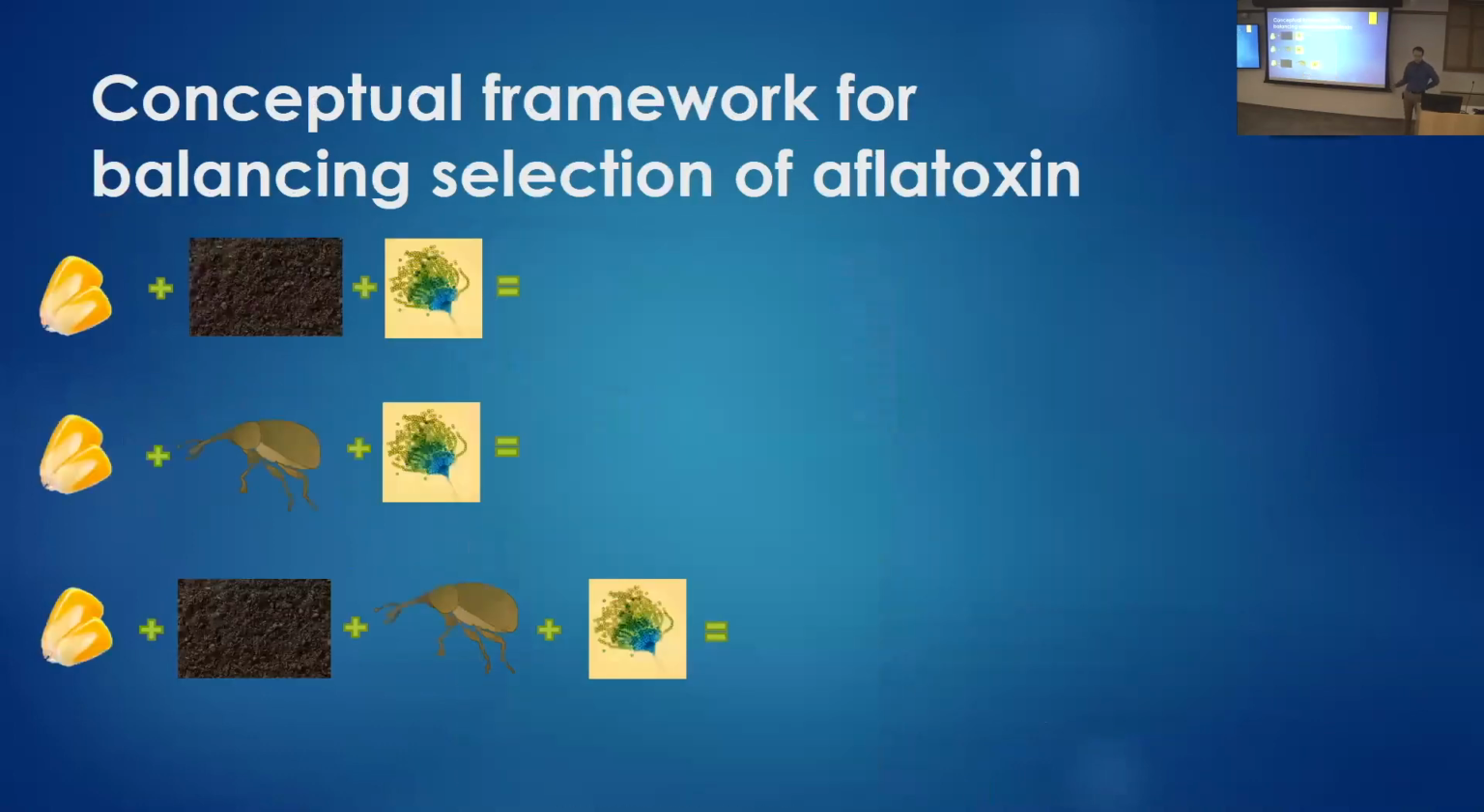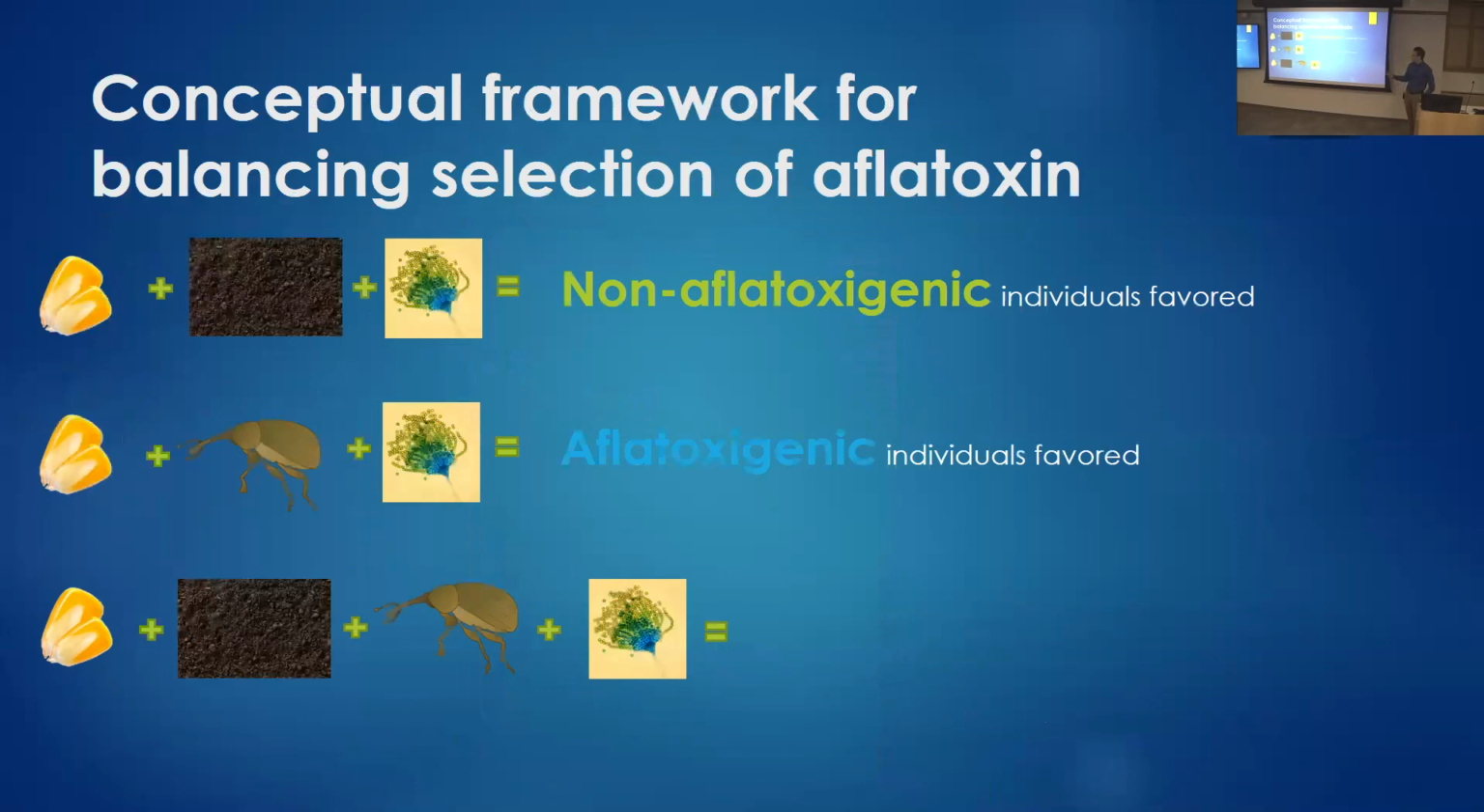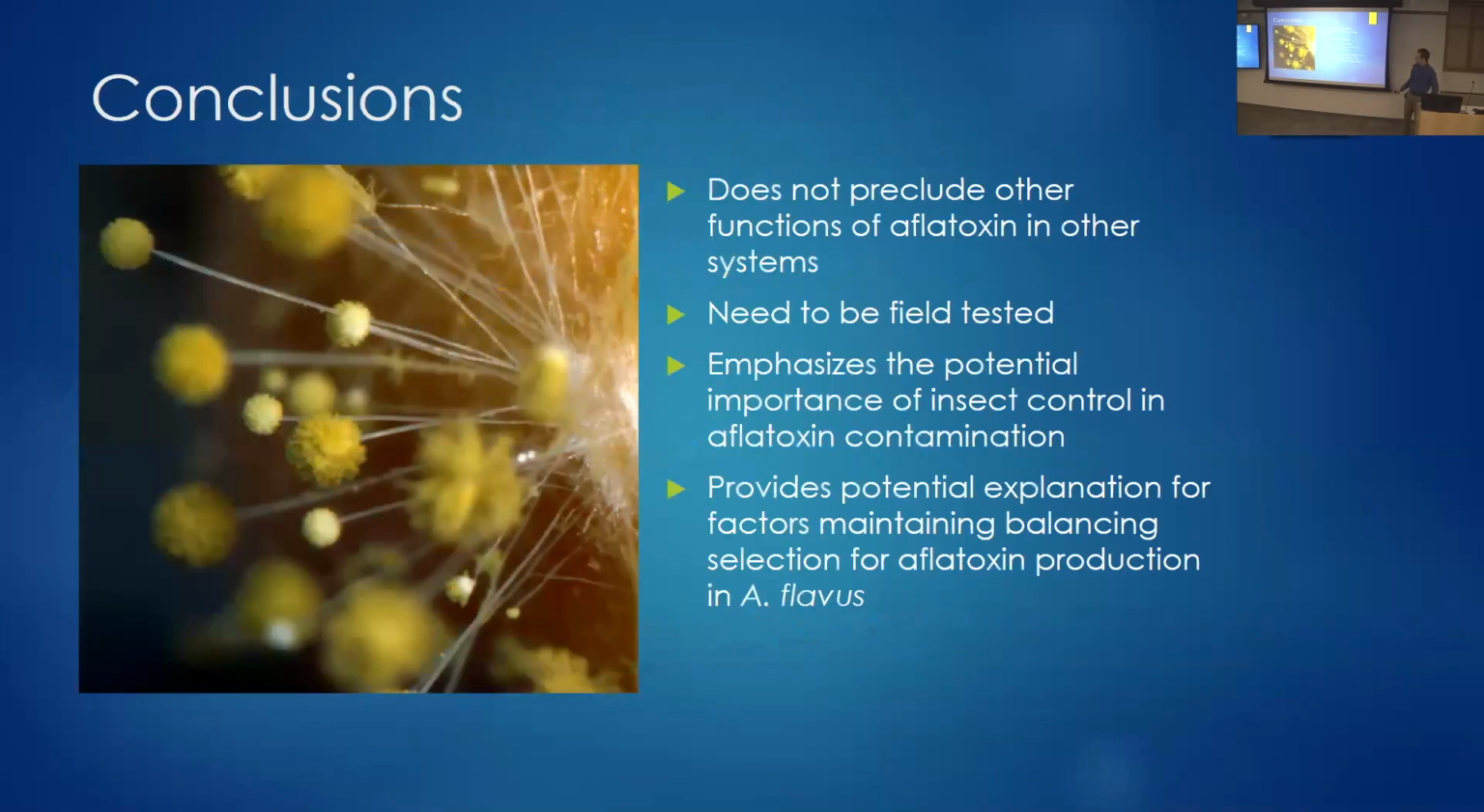So what does this mean for balancing selection overall? If you have a piece of organic matter on the soil surface, fungus comes, the non-aflatoxigenic isolates will do better. So non-aflatoxigenic isolates are favored when competing with soil microbes for resources. When competing with insects, however, the production of aflatoxin benefits, and aflatoxigenic isolates are favored. When you have everything going on all at once, we have no idea. It really depends on how strong these factors are in the field. And so this does not preclude aflatoxin from having other functions in other systems, and it needs to be field tested. So that's what I mean by we don't know what the relative strength of these factors are.